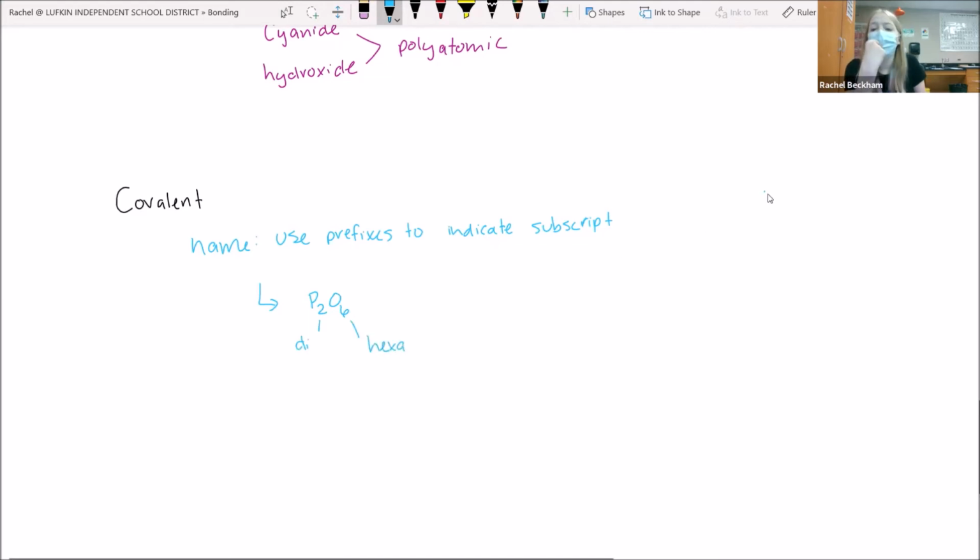So if you don't remember the prefixes mono, di, tri, tetra, all of that, you should have it in your notes somewhere. If you don't, you can find it on Google Classroom or just ask me. So P2, it's going to be diphosphorus. Okay, and then also we're going to change the ending to ide again. So hexa for 6, hexaoxide.